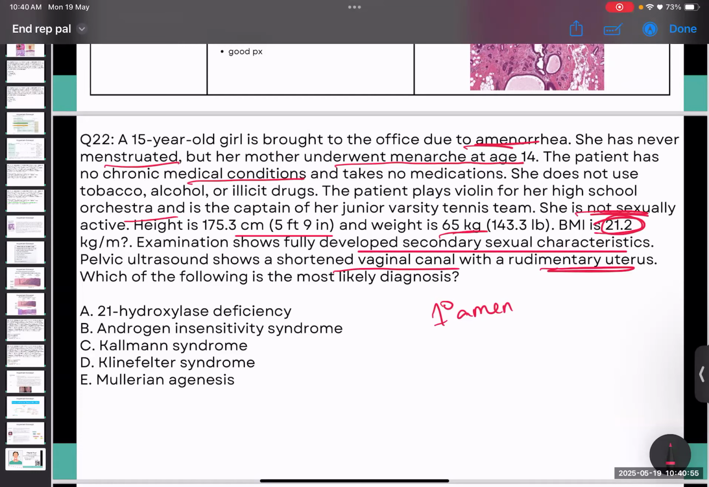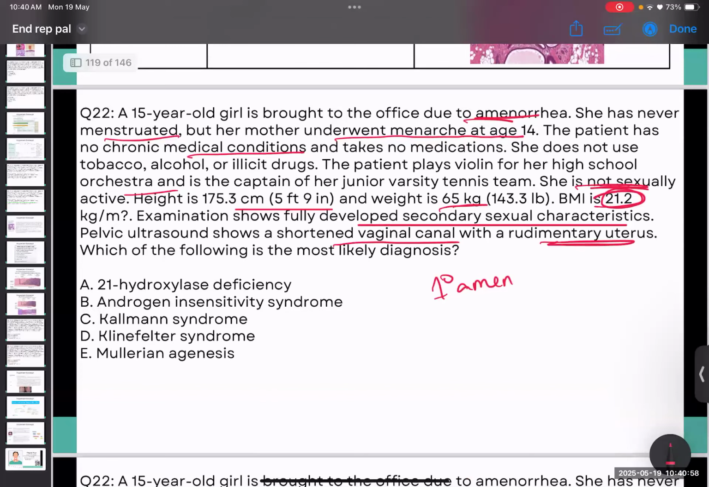And with primary amenorrhea, let's just go over these options. We have 21-hydroxylase deficiency. Usually, if that was the case, she would have had virilizing symptoms like acne, hirsutism, things of that sort, because androgen levels would be pretty high if she had this. Androgen insensitivity syndrome, she would not have had secondary sexual characteristics in the first place because her organs would not be responsive to the androgens because receptors would be fried off.